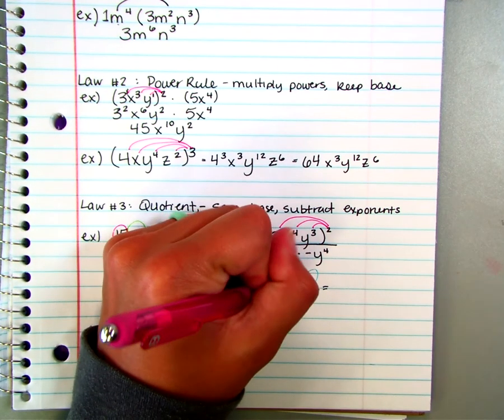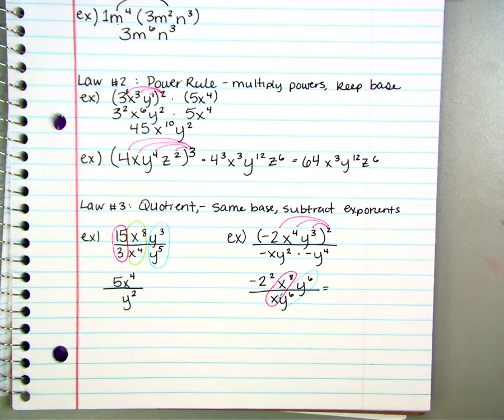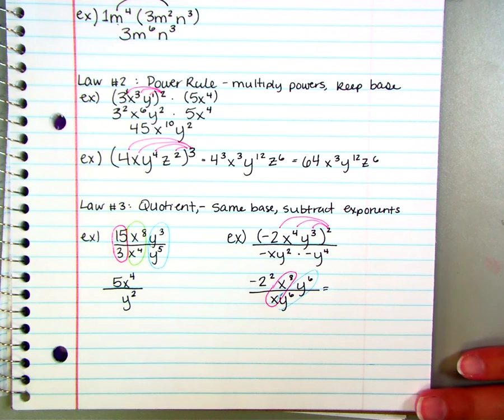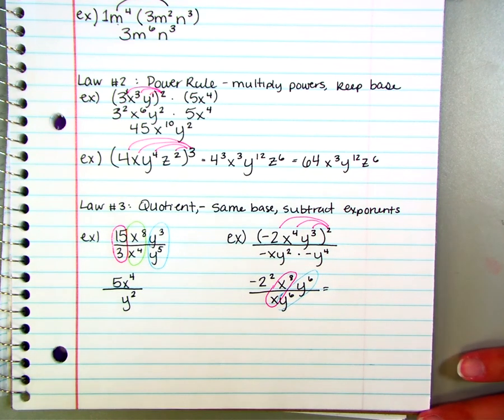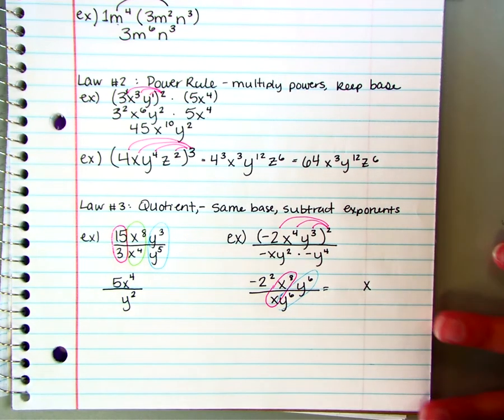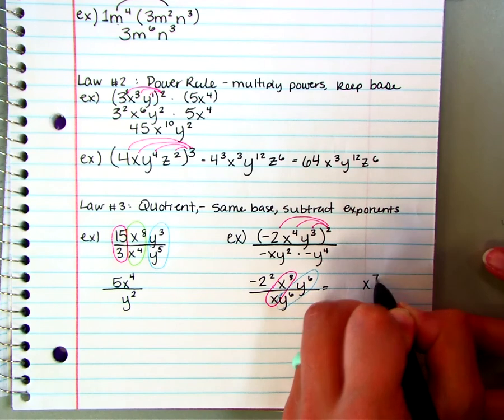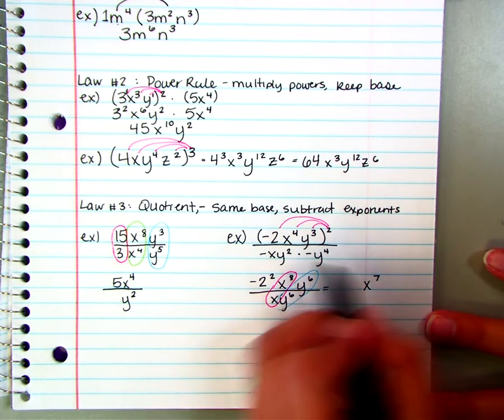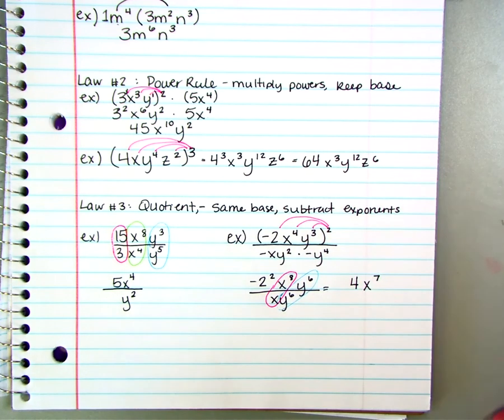And then if we look at these x's, x to the 8th divided by x, same base, subtract, and leave it where the bigger exponent is. So 8 minus 1 is 7, and then negative 2 squared would be a positive 4. So I wrote that backwards somehow, for some reason, I don't know.